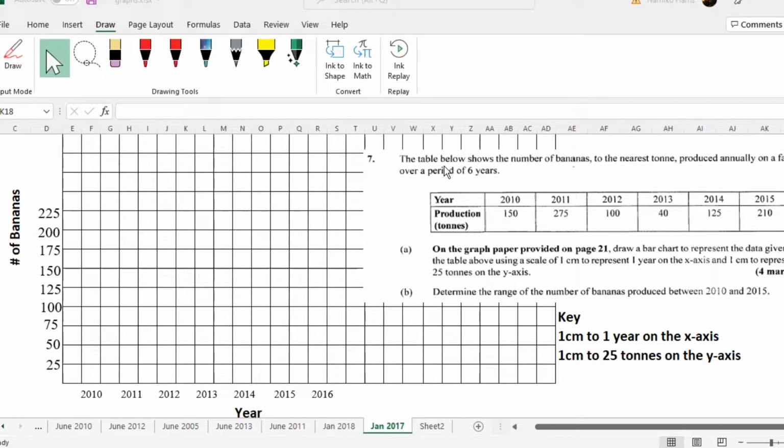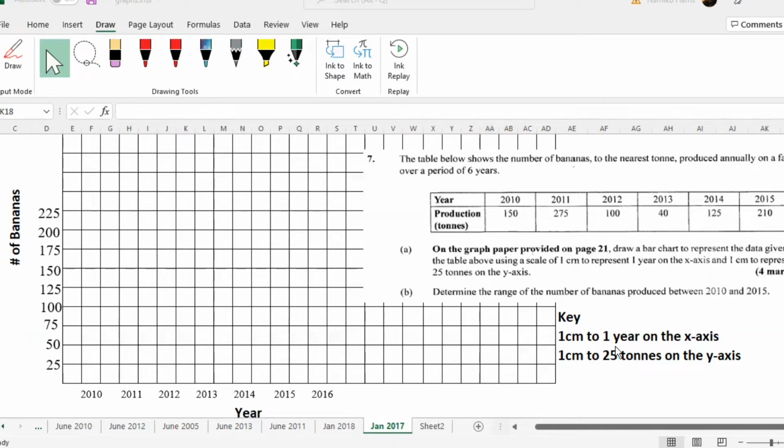So the question says the table below shows the number of bananas, to the nearest ton, produced annually on a farm over a period of 6 years. So they gave us 2010, 2011, 2012, 2013, 2014, 2015. It says draw a bar chart to represent the data given in the table above using a scale.